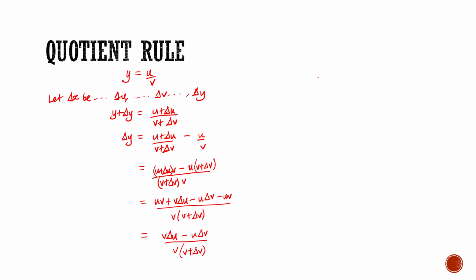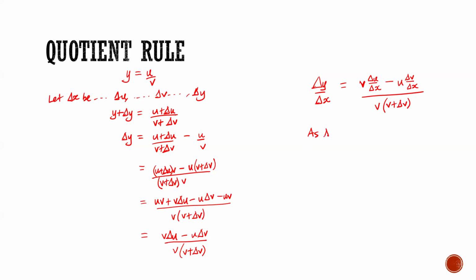But what do we want? We want delta y out of delta x. So if we divide both sides by delta x, strategically, we divide the terms only in the numerator by delta x, because that would be the exact same thing. So we'd have v times delta u divided by delta x minus u times delta v divided by delta x out of the same denominator, v times v plus delta v.